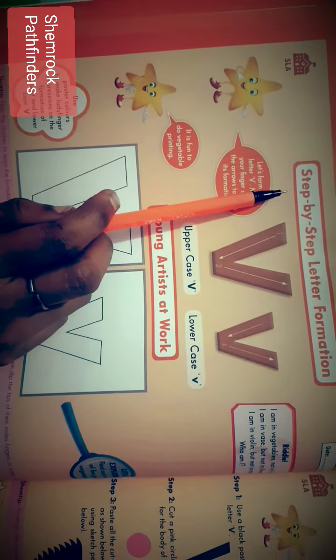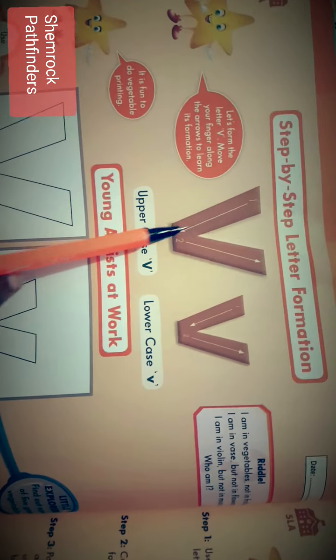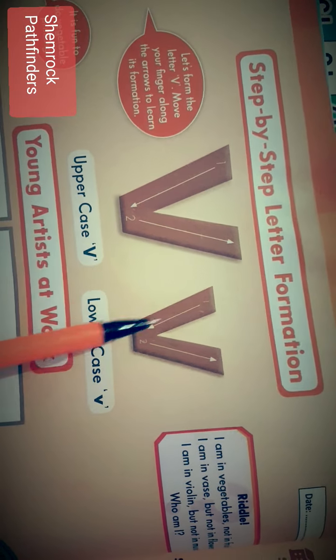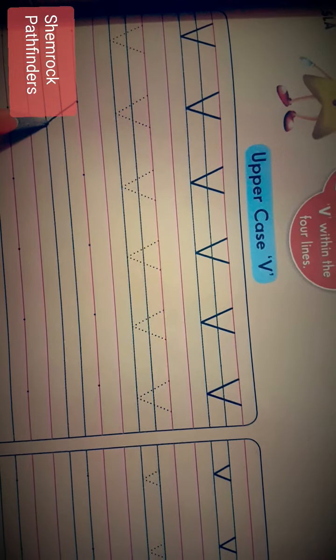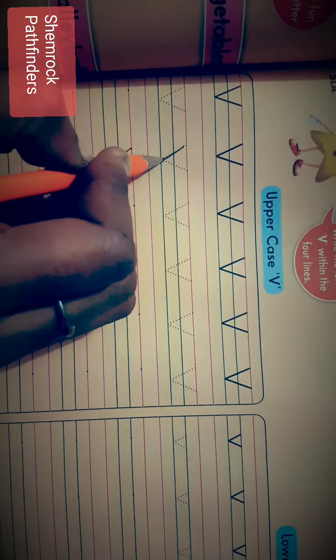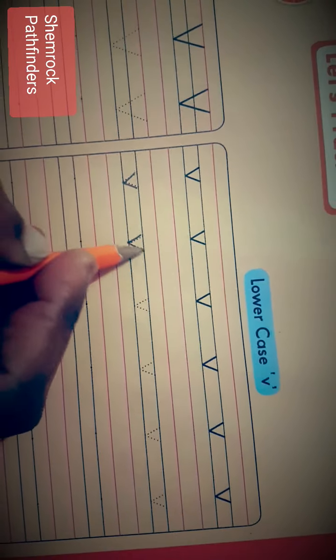Okay, students, this is the step by step of letter formation of letter V. This is capital V. Now small v. Okay, students, let's practice capital letter V. Capital V. This is small v. Small v. Do practice at your home.